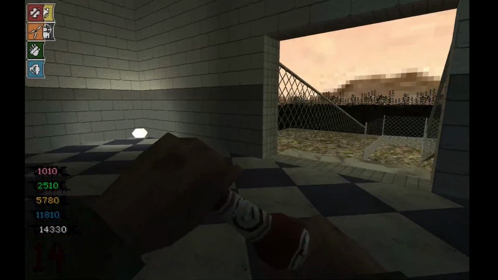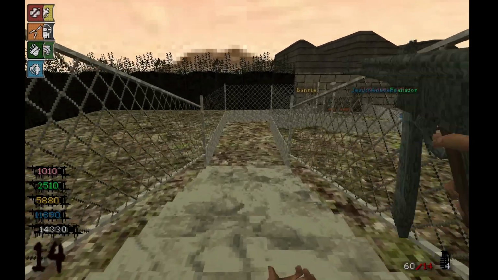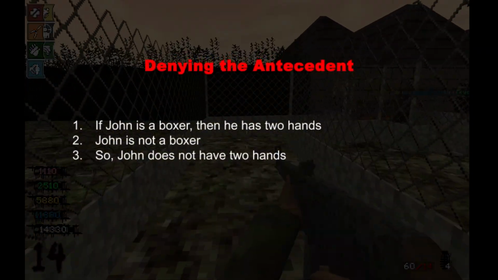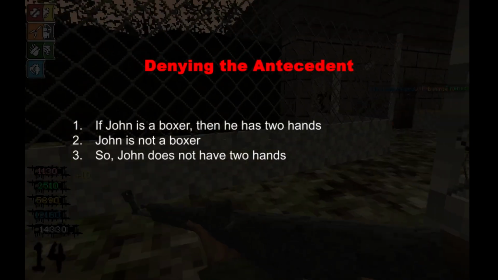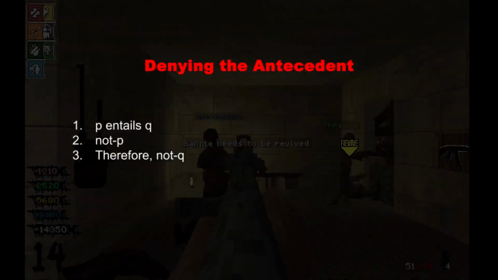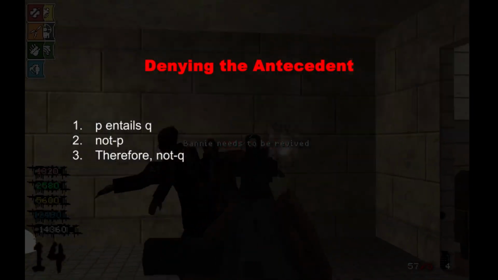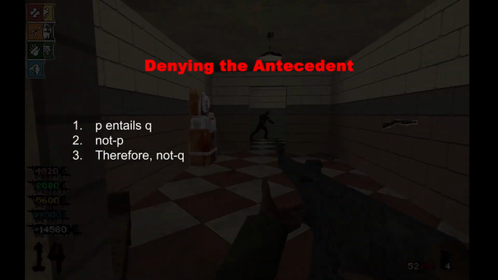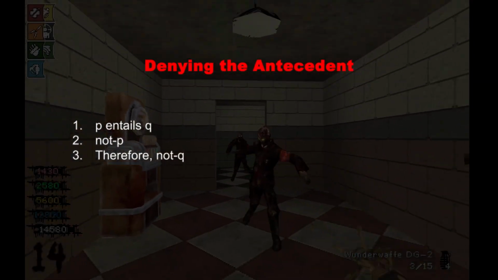Now, another example of a fallacious argument is what is called denying the antecedent, right? So let's take this argument. If John is a boxer, then he has two hands. Two, John is not a boxer. So John does not have two hands. So in this argument, you have P entails Q, not P, therefore not Q. And this is going to be pretty similar to a modus tollens.